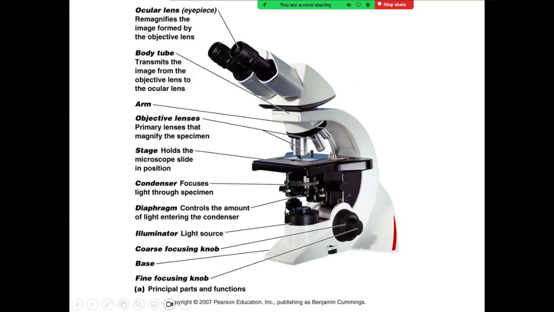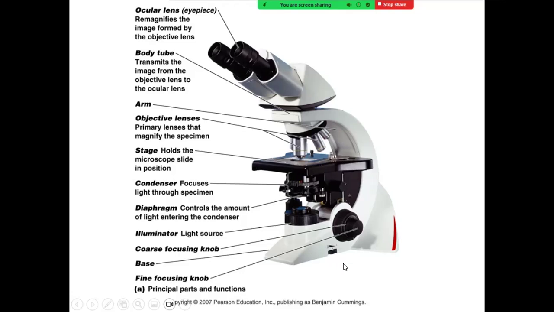Stage control is there. The illuminator, the lamp, the coarse focusing knob, the big one here for moving the stage up and down at a faster rate, the fine focusing knob for finely focusing the object by gradually and slightly moving the stage up or down. You should know the on and off switch right there, and then the rheostat or the light intensity dial switch.